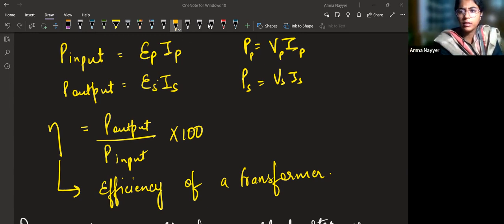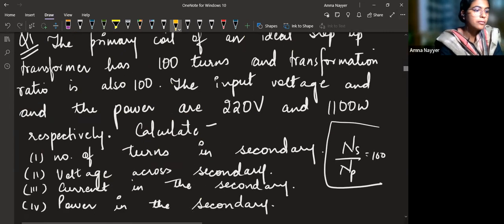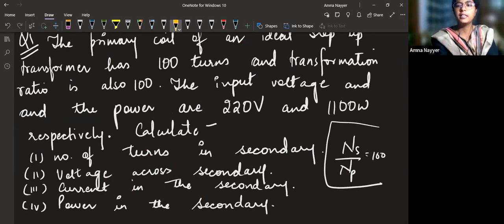Okay, let's complete one numerical based on this. It says that the primary coil of an ideal step-up transformer has 100 turns and the transformation ratio is also 100. Number of turns in the primary coil is 100, so NP is given as 100.